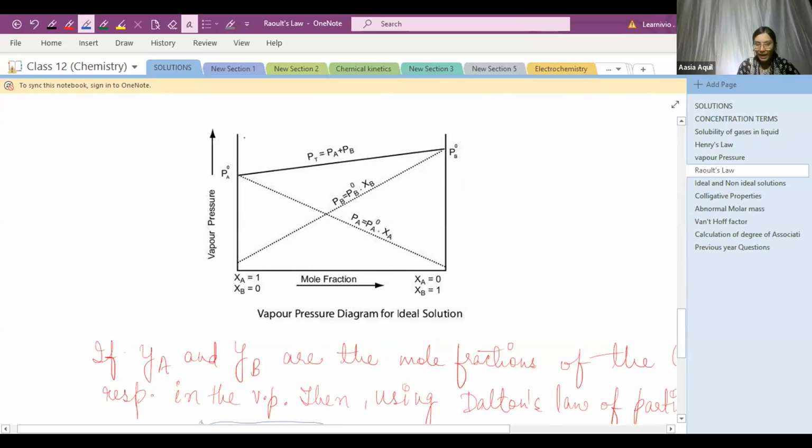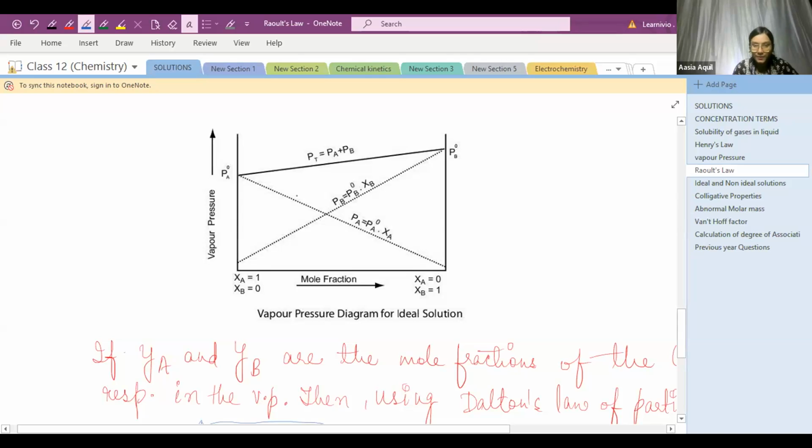So on the y-axis, we take the vapor pressure, right? यहाँ पे हमने क्या लिया? Vapor pressure, and on the x-axis, we take the mole fraction. Okay, so when we plot the graph between the vapor pressure and the mole fraction, it will give you this type of graph. Okay, and this vapor pressure diagram is for an ideal solution, right? I will discuss what is ideal and non-ideal solution later after this, right? First, see the diagram, see the graph.